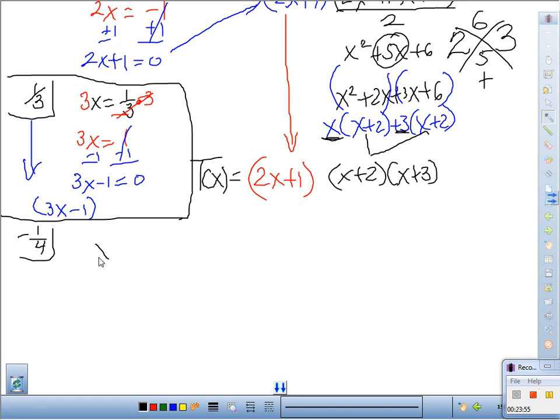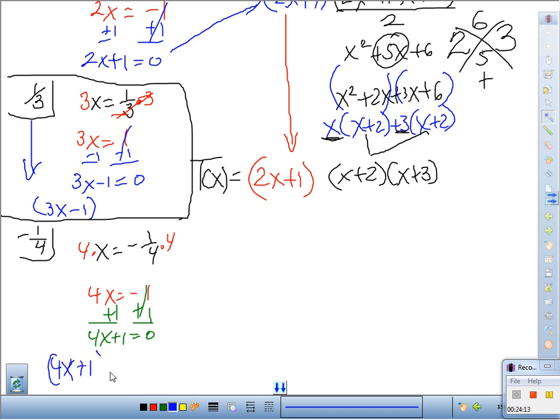So once again, x equals negative 1/4. That means we need to multiply times 4, times 4. That's 4x equals negative 1. Then right there we add 1. So we end up with 4x plus 1 equals 0. So my 0 would be 4x plus 1 as a binomial. Andrew, you got that? Yeah, we got this, yes? All right. So anyway, back to our problem. This would be our end result.